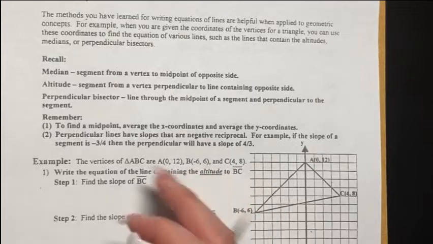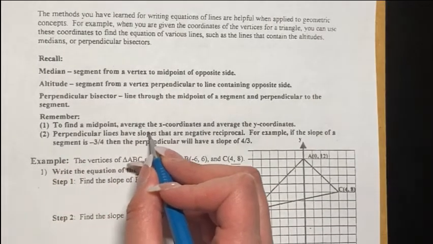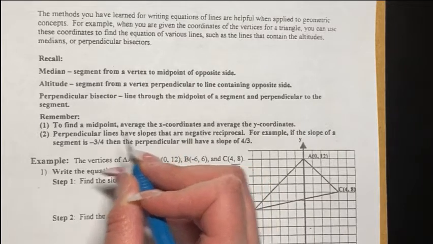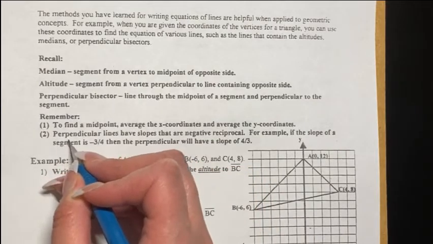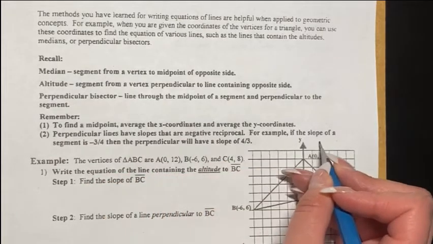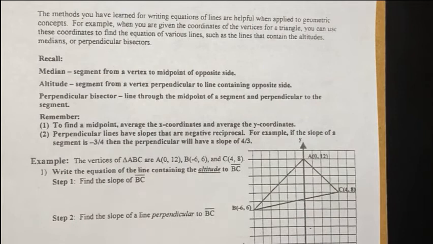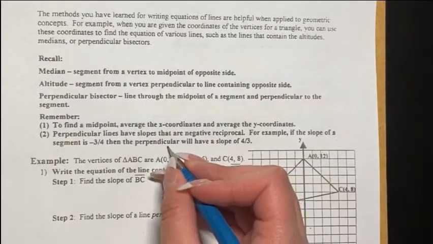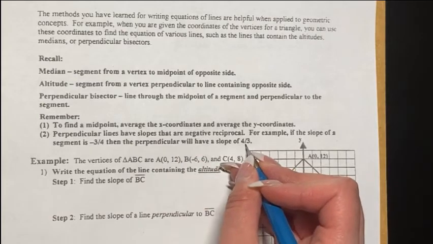Please remember two things. First, to find the midpoint, it's going to be the average of the x coordinates and the average of the y coordinates. Secondly, perpendicular lines have slopes that are negative reciprocals. For example, if the slope of a segment is negative 3/4, we flip it and change the sign. So the slope of the perpendicular is going to be 4/3.